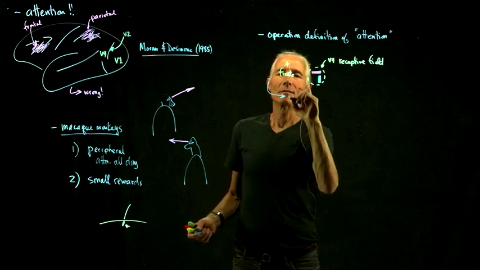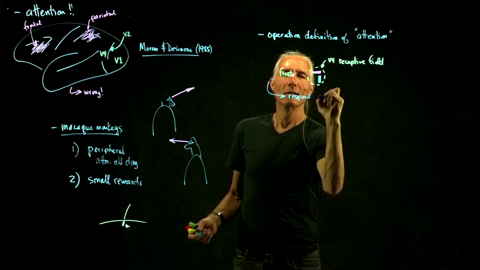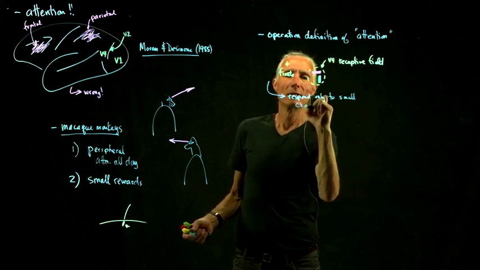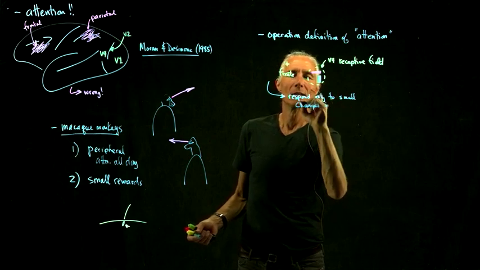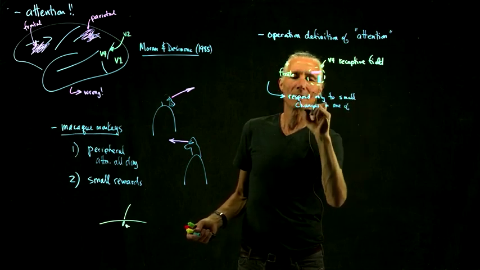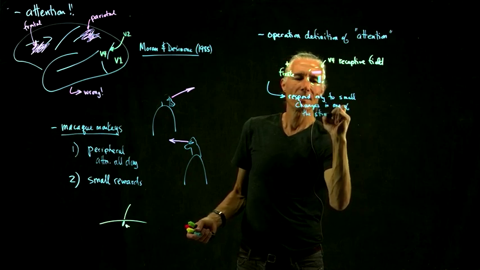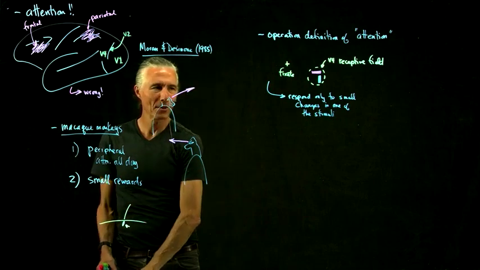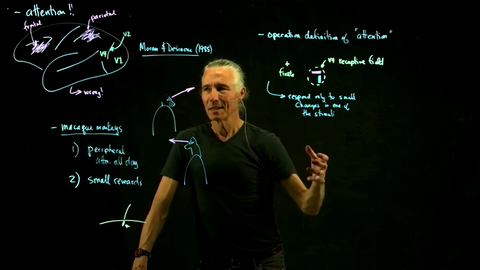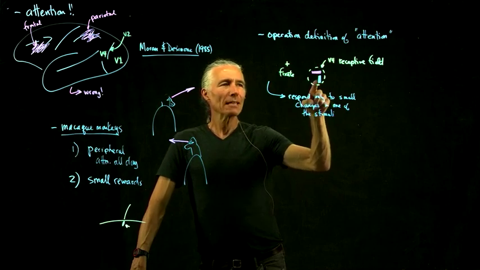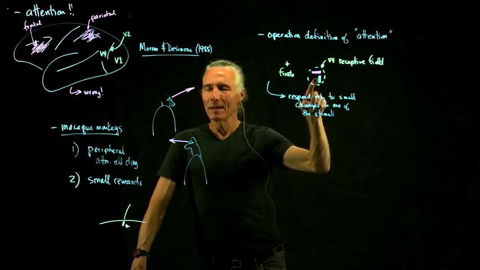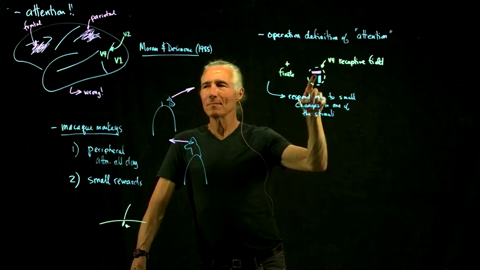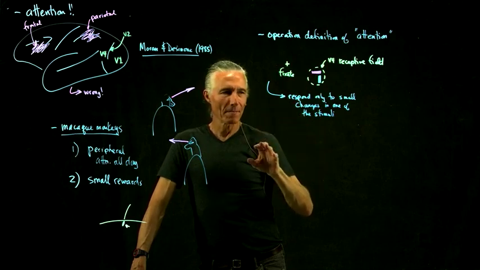So respond only to small changes in one of the stimuli. So obviously we don't really know what the animal is attending to, and so we just operationally define this as: I slightly dim the blue bar, and if that's the one they're supposed to be attending to, then they're supposed to press the button. If I slightly dim the red bar, they're just supposed to ignore that.